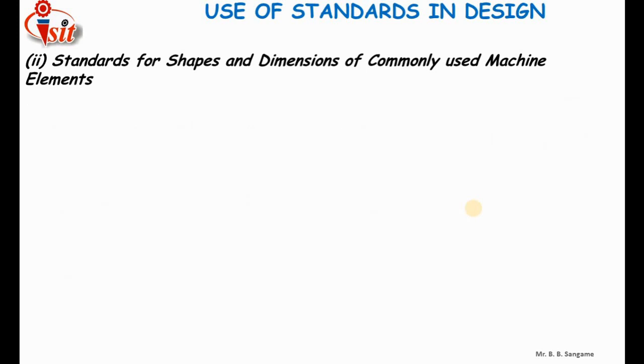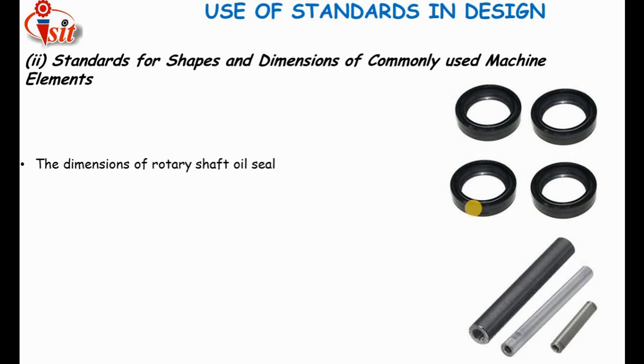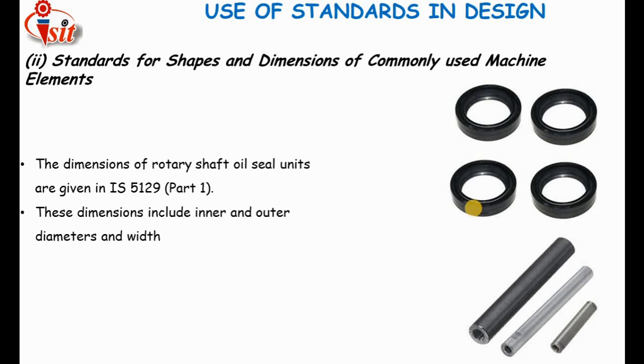Similarly, some standard components are there, like oil seals and shafts. The dimensions of rotary shafts and oil seal units are given in Indian standard 5192 part 1. In this catalog you will get the information regarding oil seals and shafts. These dimensions include the inner and outer diameters and width of the oil seal unit.